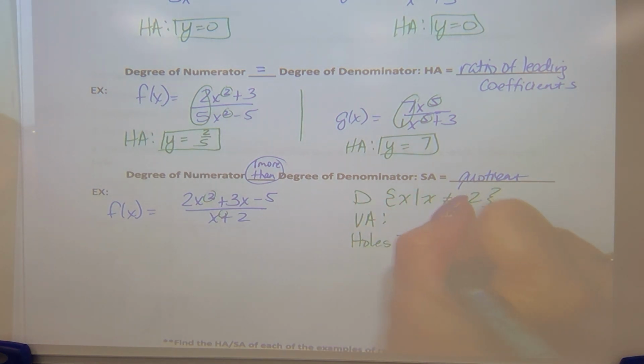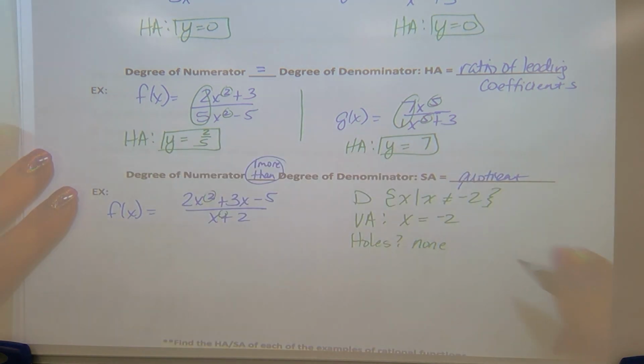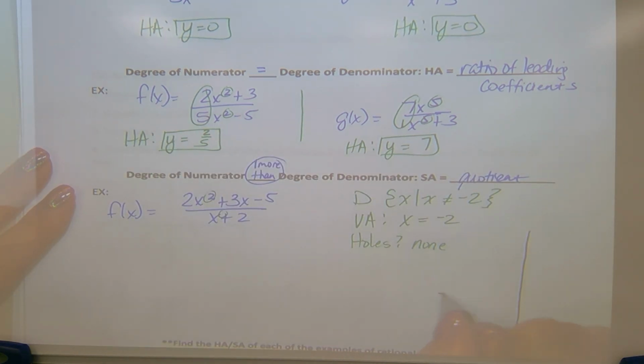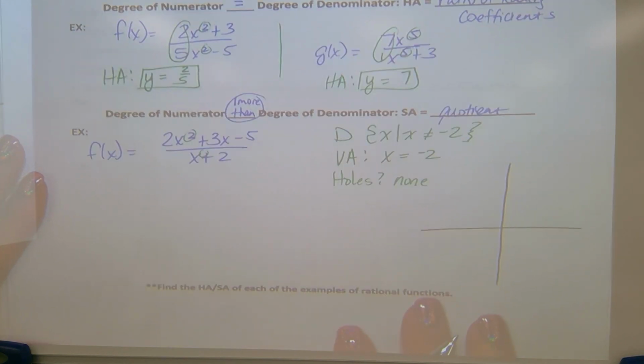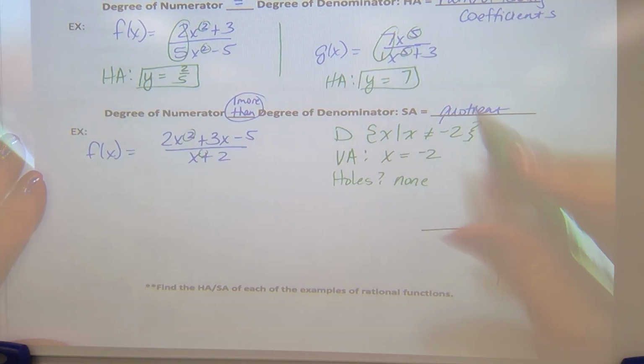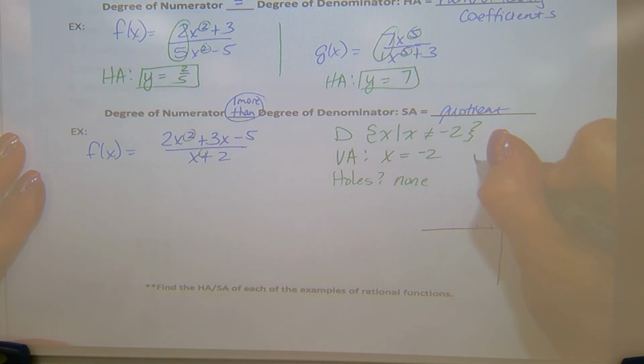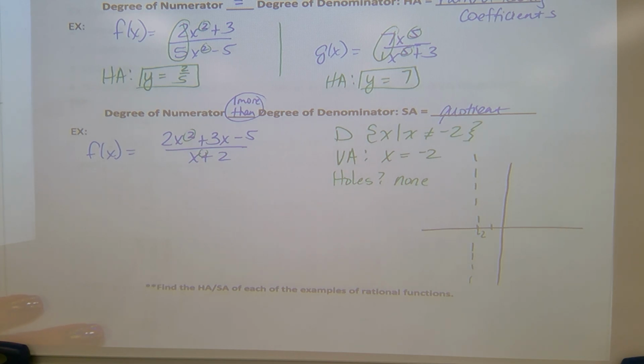There are no holes for this function. My equation for my vertical asymptote is going to be x equals -2. So let's sketch a really quick graph over here. If x equals -2, then at -2 I have a vertical asymptote. I don't have any holes in the graph, but at -2 I have a vertical asymptote.